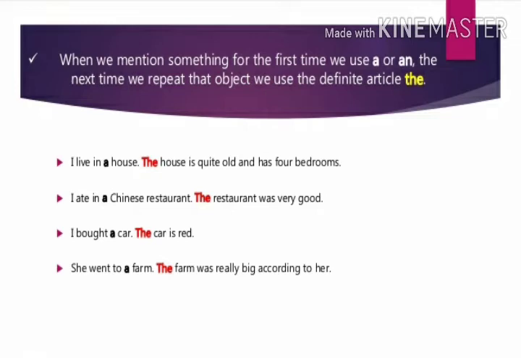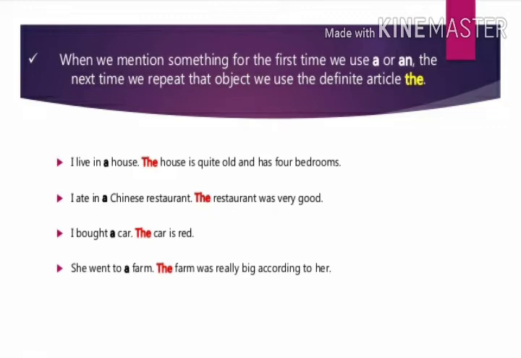As we have seen here, when we are talking about that thing for the first time, like when we are talking about a house for the first time, we put a, and when we repeat that thing, then we put the house there. Second one, I ate in a Chinese restaurant. The restaurant was very good. When we are talking about the Chinese restaurant for the first time, we put a there. But when we are repeating it again, we put the there.